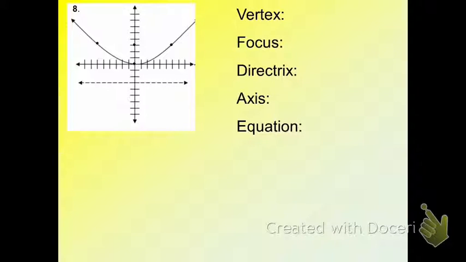So looking at this one, what is the vertex of that parabola? 0, 0. What is my focus? 0, 3. It's always inside the parabola. What is my directrix here? Okay, and since it's a line, y equals negative 3. Your directrix is always going to be x or y equals, depending on if the parabola is vertical or horizontal. Your axis of symmetry is also going to be x or y equals. So on this one, my axis of symmetry would be what? X equals 0. Right, it's right on top of the y-axis.